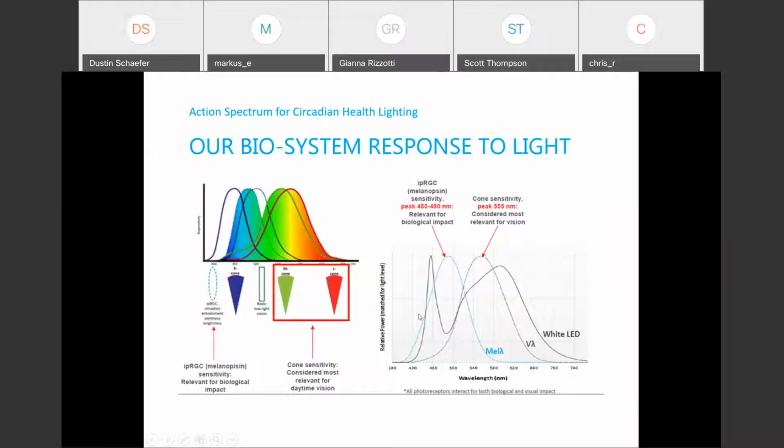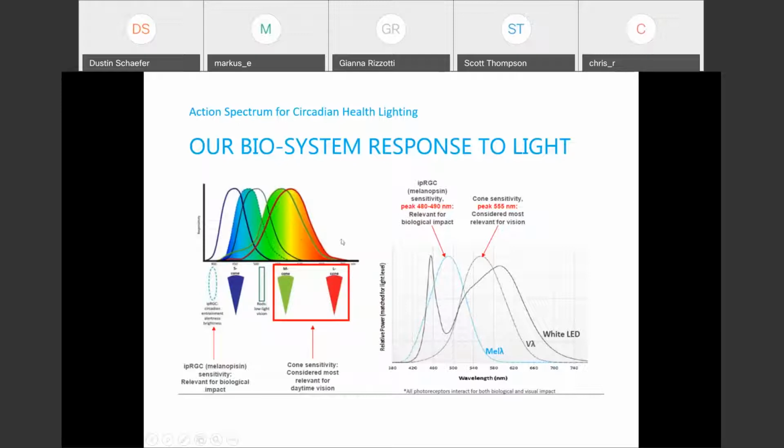Here's another diagram. It's basically our biosystem's response to light. This overlays those curves on the same diagram in this drawing. And you can see here, the cones are shown as blue, green, and red cones. And they have each of their peak sensitivity curves. And then the rods, which are shown here, has this sensitivity curve. And the IPRGCs that are melanopsin sensitivity occur here in this curve. This is along the shorter wavelength.